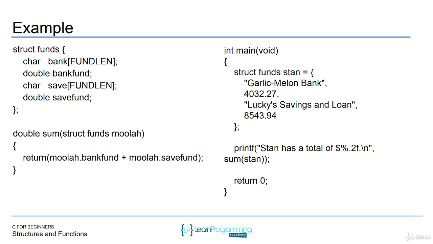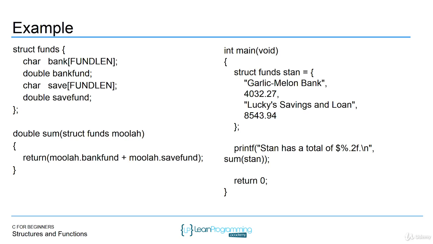Fun length, just assume fun length is equal to 50. And then it has a double save one. We have a function called sum, which takes that structure as a parameter. And all we're doing inside that is returning the bank fund from the first structure plus the save fund. And that's going to return the amount that they have in their bank.